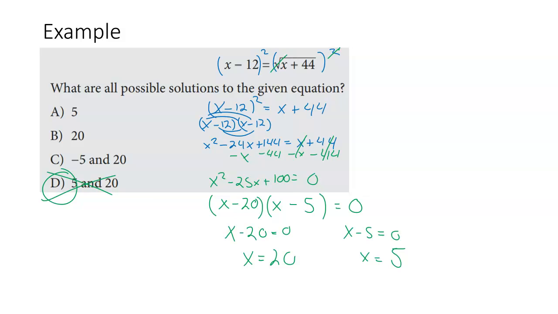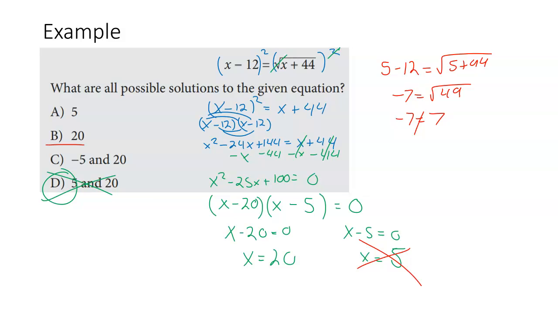So if I take 5 and plug 5 back in, I get 5 minus 12 equals the square root of 5 plus 44. So I get negative 7 equals the square root of 49. And the square root of 49 is 7. Those are not equal. 5 is extraneous. So 5 is not a solution to that equation. If I plug in 20, it's going to work. I know it'll have to work because it has to be one of them. 20 is going to be my only answer. 5 is extraneous.